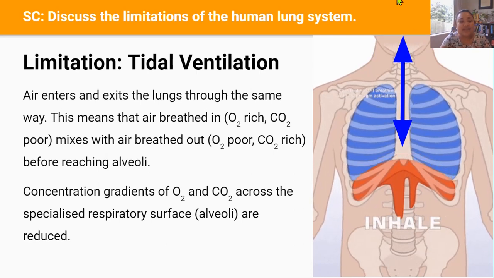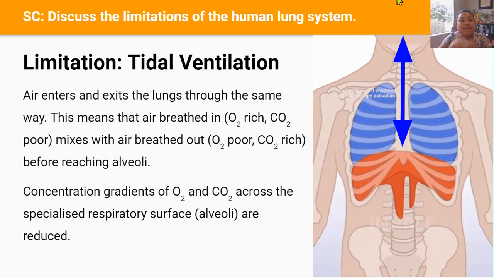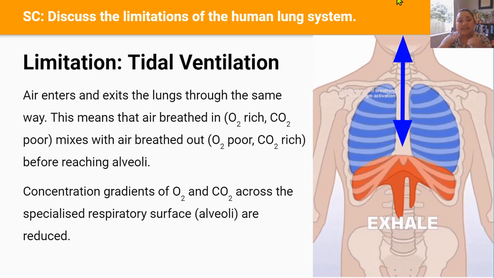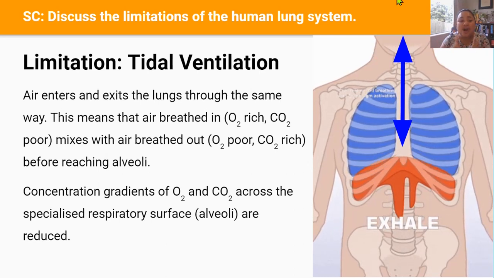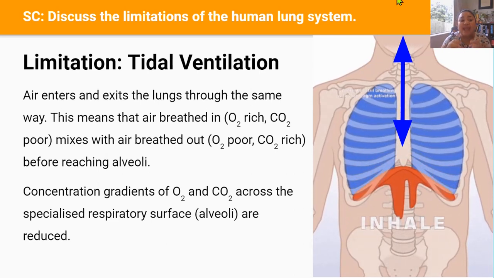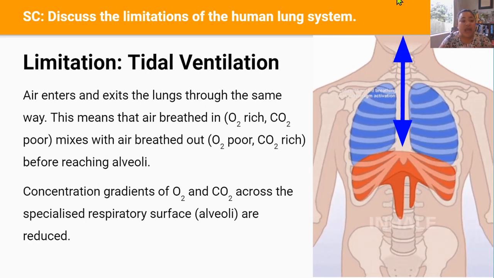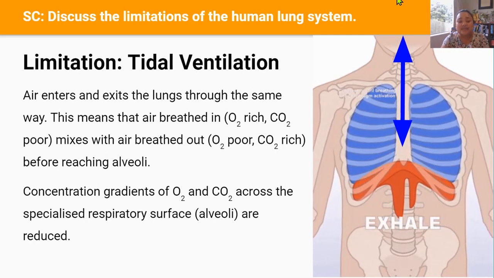Tidal ventilation is a limitation of the lung system because air breathed in, which is rich in oxygen, mixes with the air breathed out, which is poor in oxygen. And air breathed in, which is poor in carbon dioxide, mixes with the air breathed out, which is rich in carbon dioxide. This mixing of air during tidal ventilation lowers the oxygen concentration and increases the carbon dioxide concentration of the air that actually gets into the alveoli. This reduces the concentration gradient across the specialized respiratory surface, the alveoli, and this makes gas exchange less efficient.